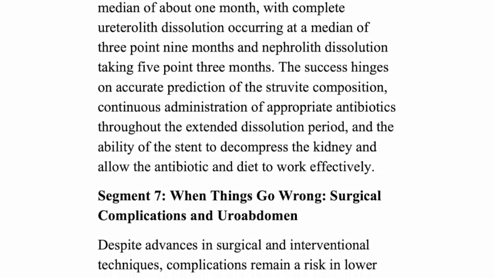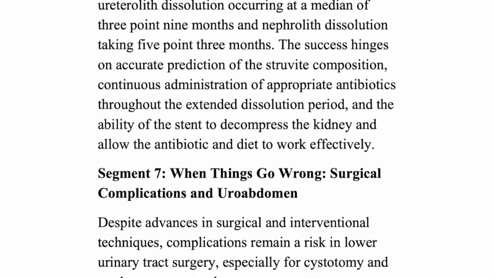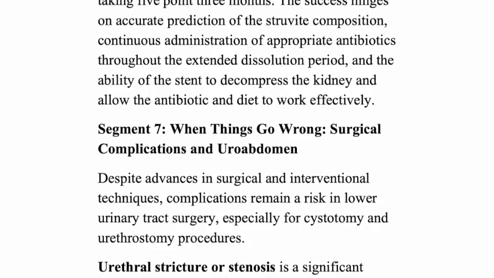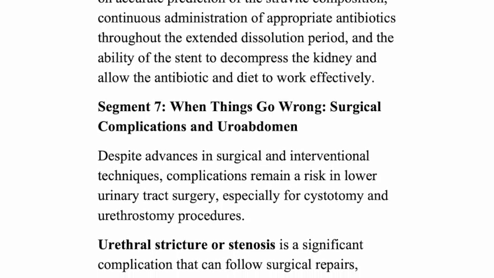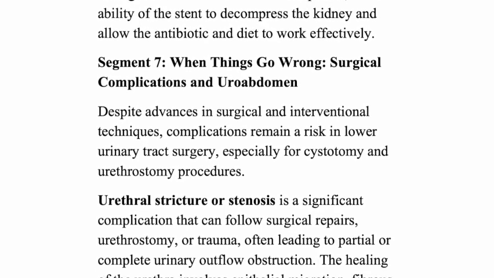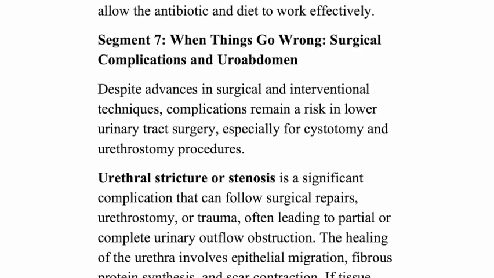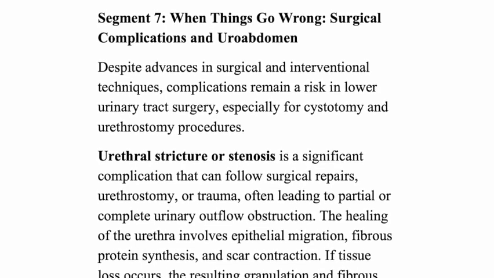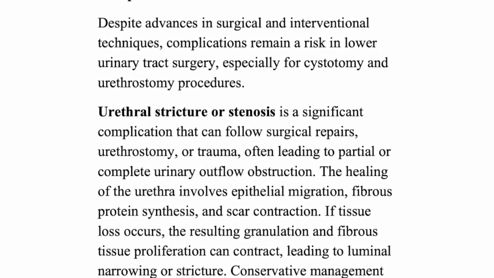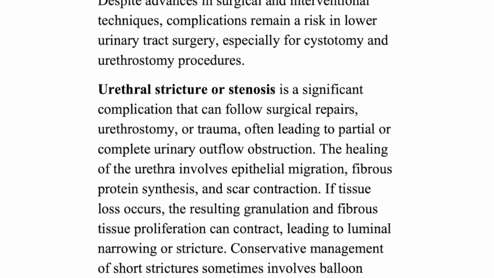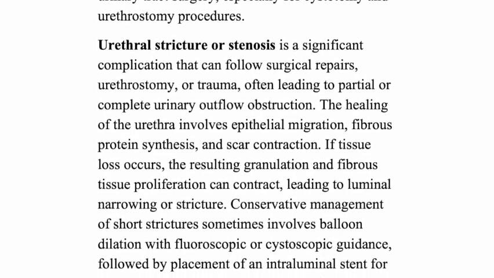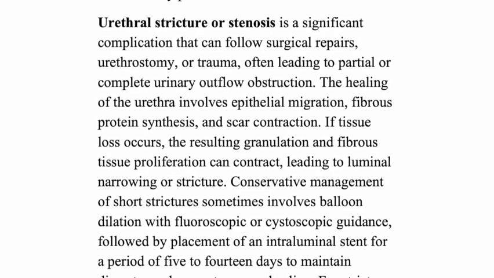Segment 7. When things go wrong, surgical complications and uroabdomen. Despite advances in surgical and interventional techniques, complications remain a risk in lower urinary tract surgery, especially for cystotomy and urethrostomy procedures. Urethral stricture or stenosis is a significant complication that can follow surgical repairs, urethrostomy, or trauma, often leading to partial or complete urinary outflow obstruction. The healing of the urethra involves epithelial migration, fibrous protein synthesis, and scar contraction. If tissue loss occurs, the resulting granulation and fibrous tissue proliferation can contract, leading to luminal narrowing or stricture.